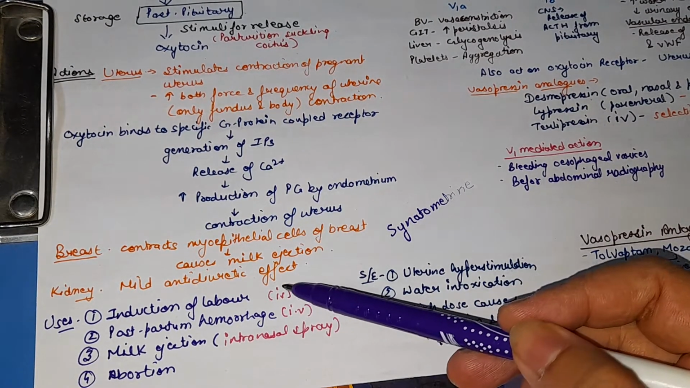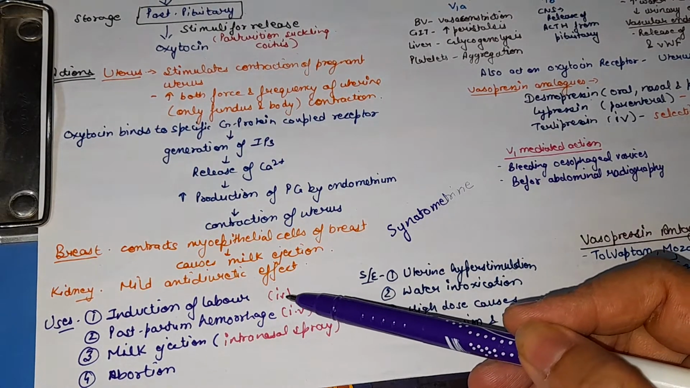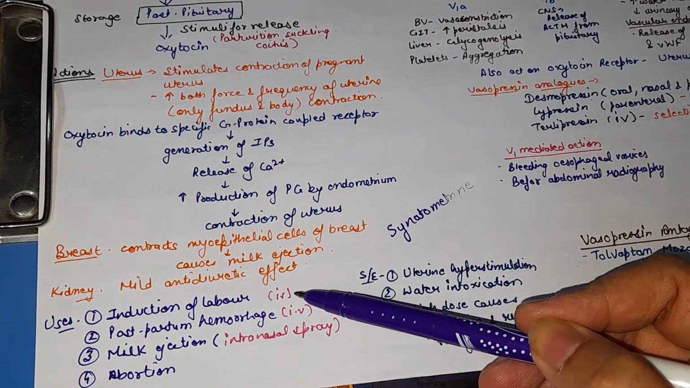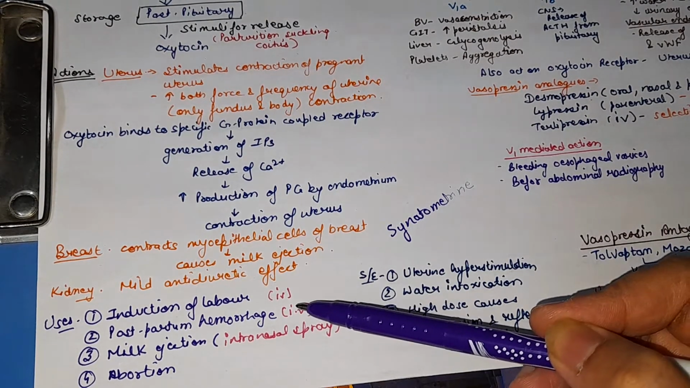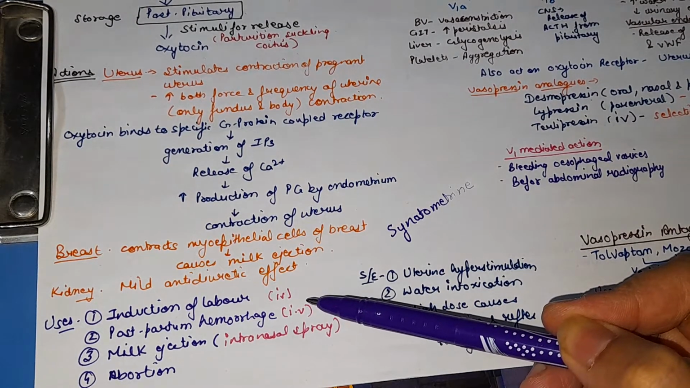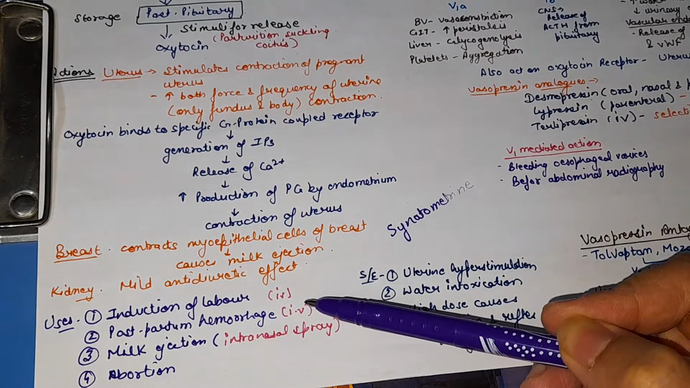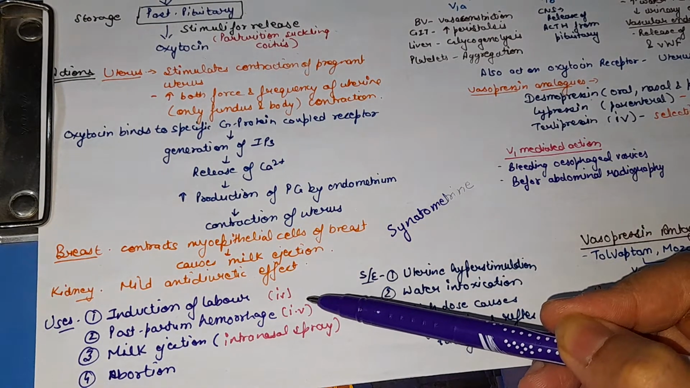Why is oxytocin preferred for induction of labor? Because the dose or the rate of infusion can be adjusted according to the response, and it has a short plasma half-life. Its action can be terminated by stopping the infusion immediately. If there are signs of uterine hyperstimulation and fetal distress, we can stop the infusion of oxytocin.